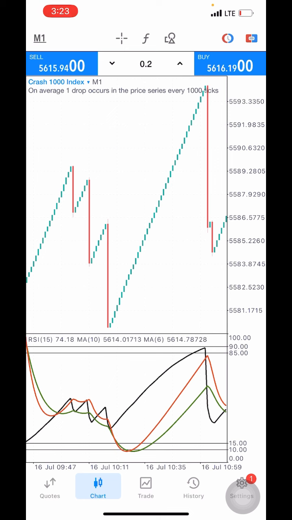I don't know why I love Crash 1000. Lately, I've been using Crash 1000 for my analysis and to make videos. So I'm using Crash 1000, then I'll use Boom as well to show you guys how to use Boom and Crash to scalp with this strategy.